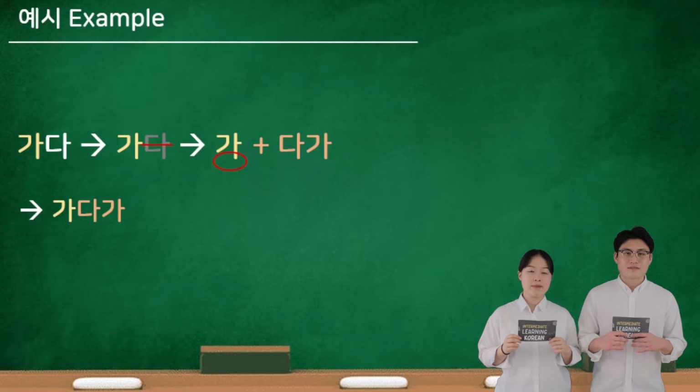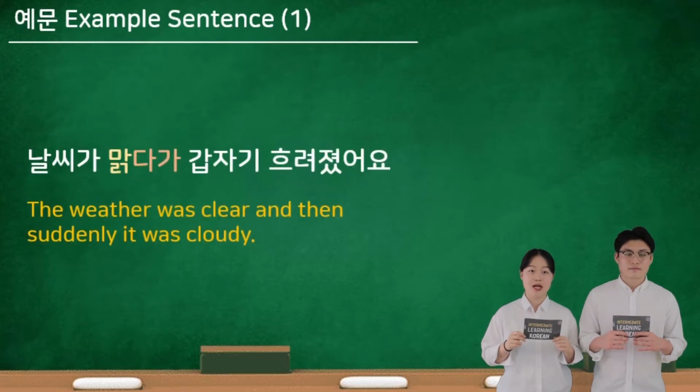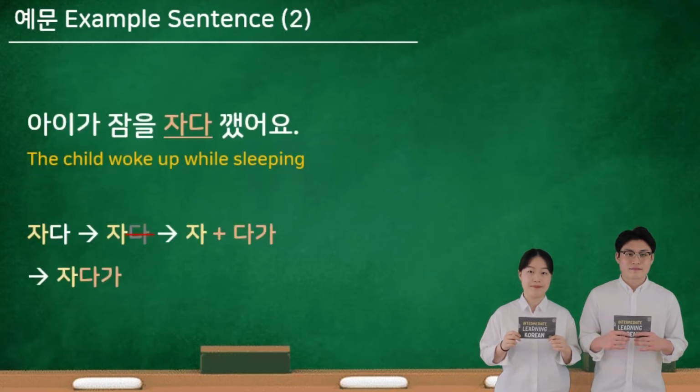Then, we will explain more easily through example sentences in which the grammar is applied. Yes, this is the first example sentence. 날씨가 맑다 and 갑자기 흐려졌어요. When we remove 다 from the verb 맑다, we can use 다가. So when we combine these two sentences, it becomes 날씨가 맑다가 갑자기 흐려졌어요.